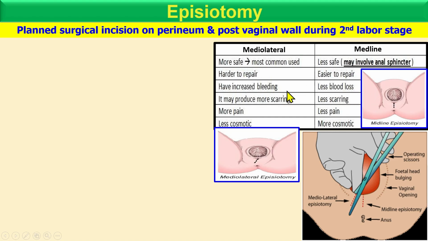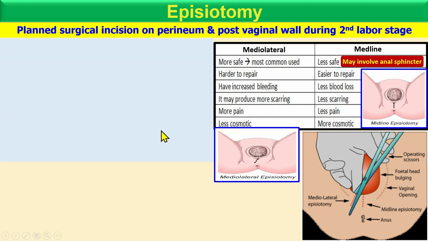What is happening in both cases? In the midline, it's easier to repair, with less blood loss, less scarring, less pain, and better cosmetic results. There are a lot of beneficial points, but it's less safe. Why? Because if you do the midline, it can extend to the anus and damage the anal sphincter. So it's more dangerous compared to the mediolateral. That's why I would prefer the mediolateral, because the midline may involve the anal sphincter. Because of this safety risk, the mediolateral is most commonly used.